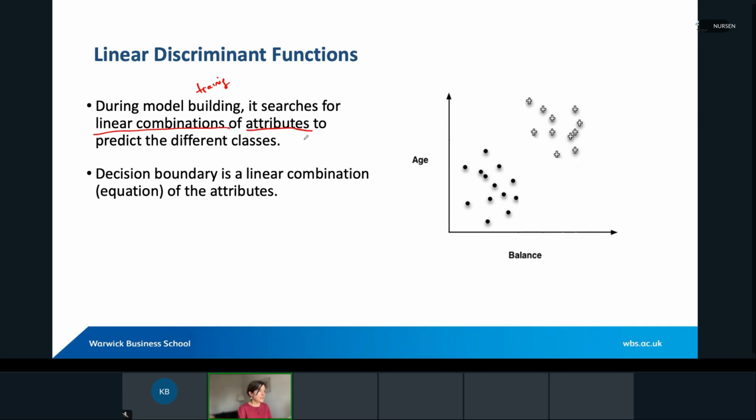So these are the features from our data set, like age, gender, balance, and so on. It checks the combination of these attributes when searching for the best linear decision boundary. And generally, this decision boundary is preferred to be away from both classes. So here we have an example for age and balance again. Let's say we plotted the records from our data set here. And when we search for the decision boundary, we don't want to be close to one of the sides.